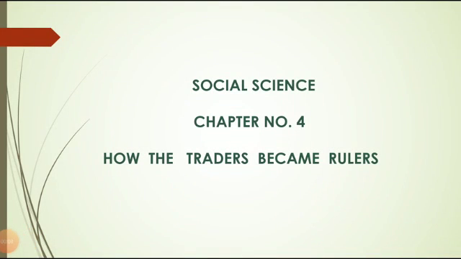Today we are going to start with chapter number 4 of social science, a history chapter, how the traders became the rulers. We have already seen in the first history chapter how the British came to India and ruled over it. They also traded with us, and now they want to become rulers, right?